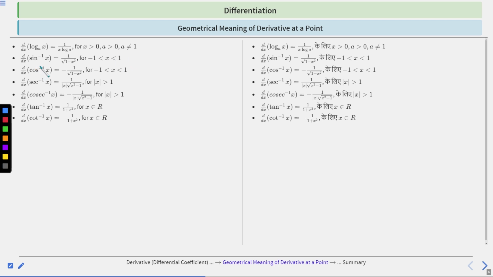Now let's see derivative of some inverse trigonometric functions. So derivative of sine inverse x is basically 1 by root over 1 minus x square, right? When x is, that means domain is between minus 1 to 1. Clear? As we know, the domain of sine inverse x is between minus 1 to 1.